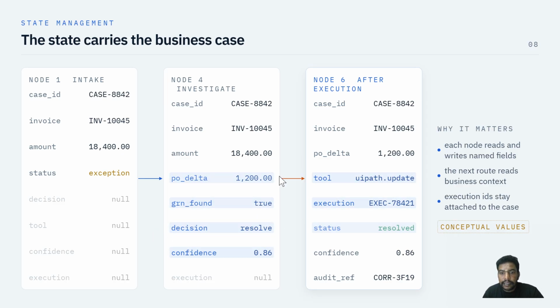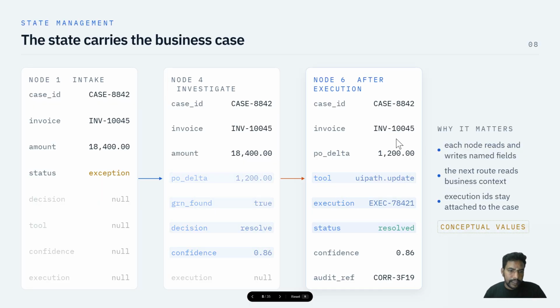But the shape is exactly what I would put into production. So here, you will see why it matters. Each node reads and writes. The next node reads business context. Agents stay attached to the case. This is the whole conceptual value.